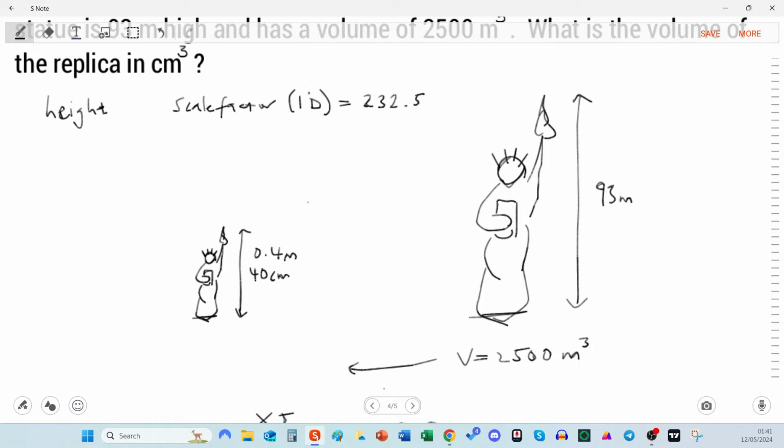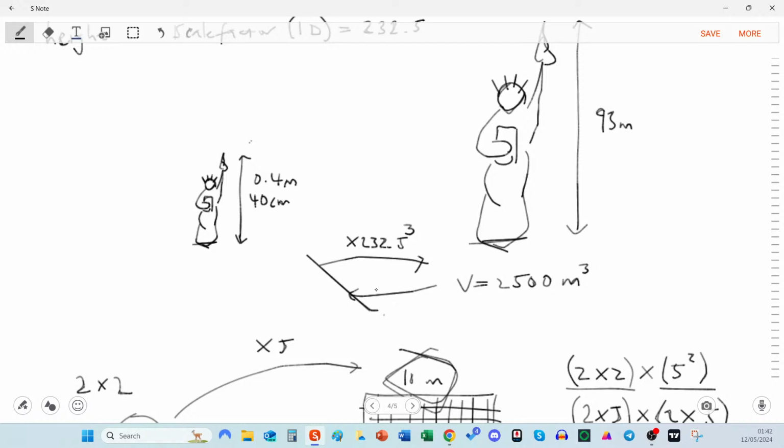So we know what the scale factor is here. And essentially that maps the height from here to here. And if we talk about volume, and we went from here to here, it would be times 232.5 cubed. So if we were going to go backwards, we divide it by 232.5 cubed.